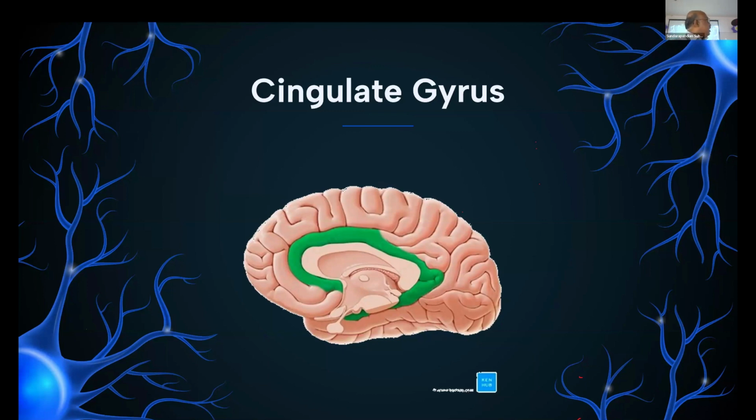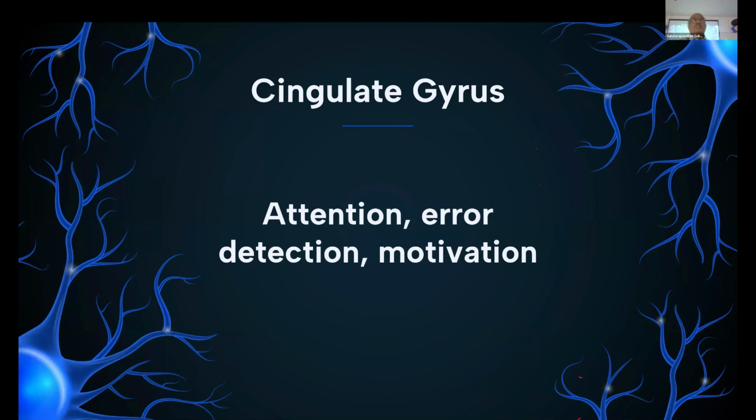Of course, in anatomy, you are going to see all these things. So what is the function of that cingulate gyrus? Your attention, error detection. What is that error detection? When you are answering an MCQ, first you put A. After some time you think that no, it is wrong, and you go for D, isn't it? So that is error detection. Next, motivation.